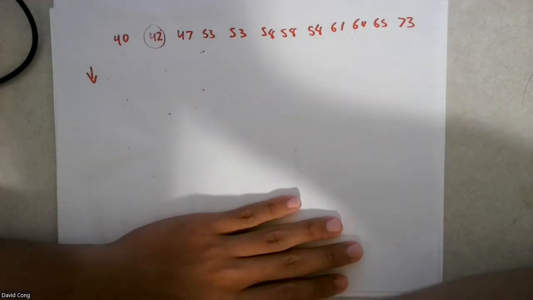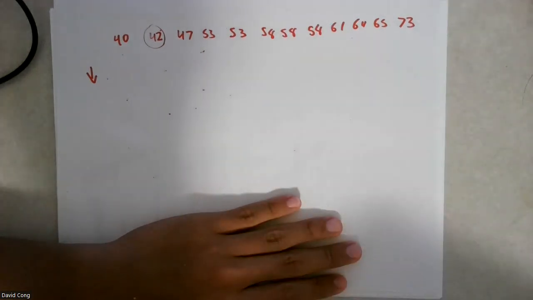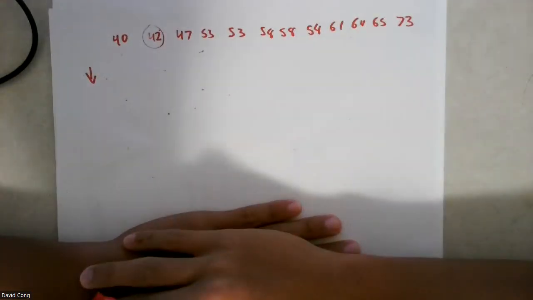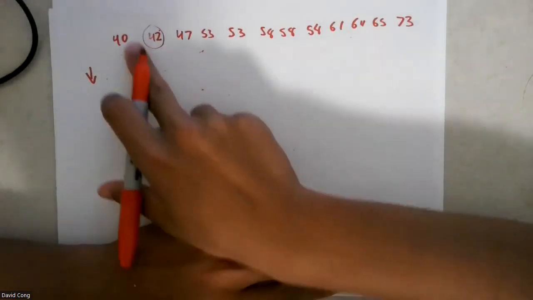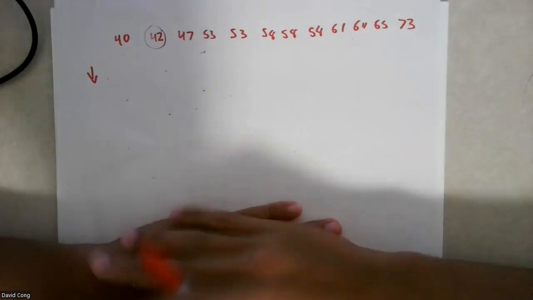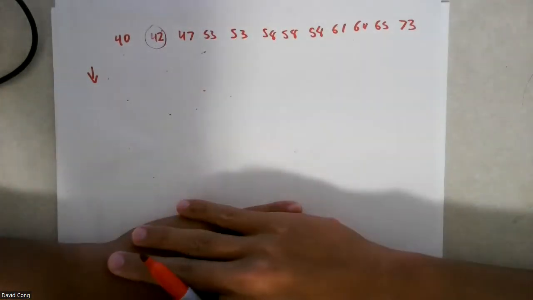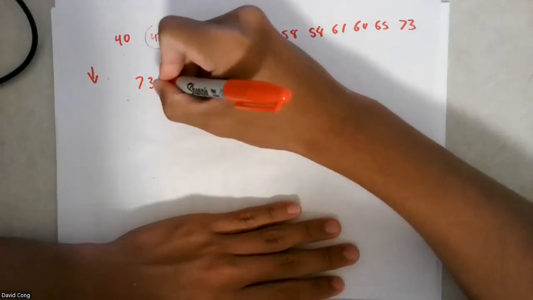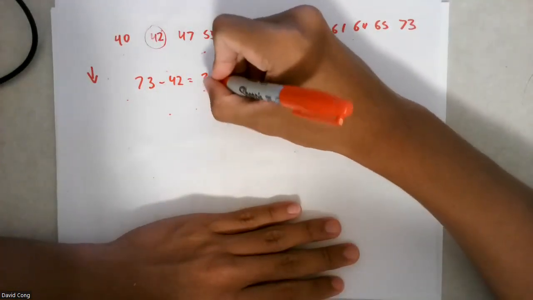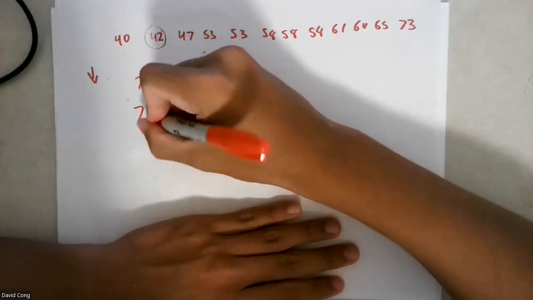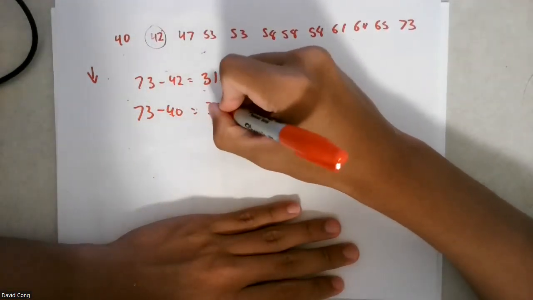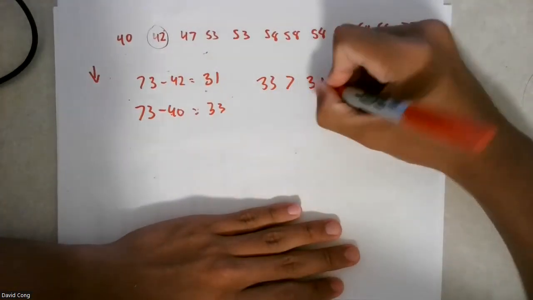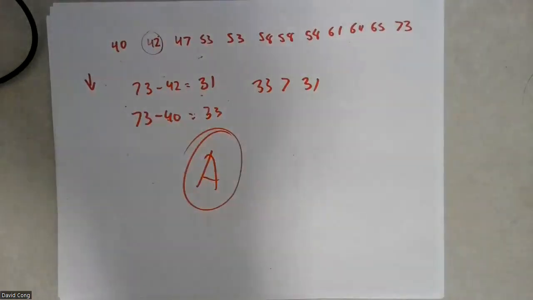Let's look at the mode. What is the mode? 58. After we add 40, will it change? No. So it does not increase. The median, what's the median? 58. After we add 40, will it change? No. It stays. But let's get the range. It used to be 73 minus 42, 31. Now 73 minus 40, 33. See, there's an increase because 33 is greater than 31. So the answer is A, the range will increase.